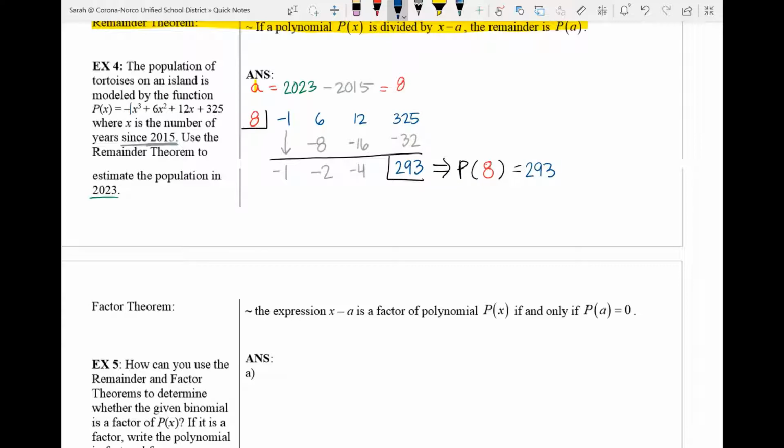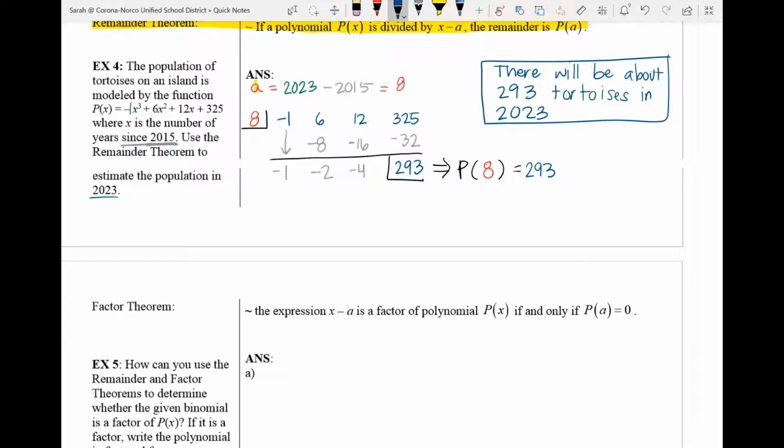293, which tells us that there will be about 293 tortoises in 2023. So the remainder theorem helps us with evaluating functions when we might have a lot of places to plug in x or just large values.